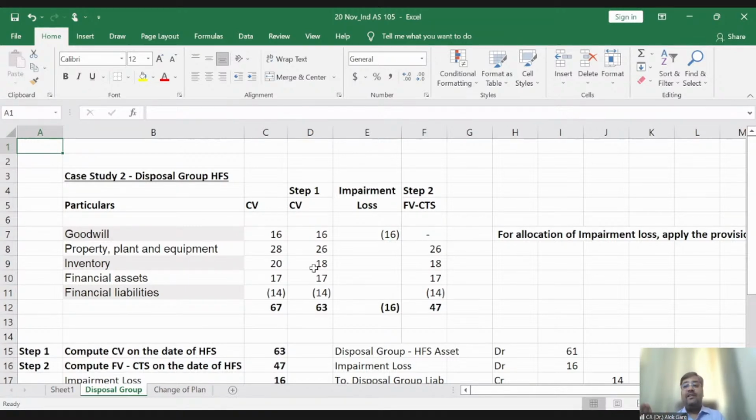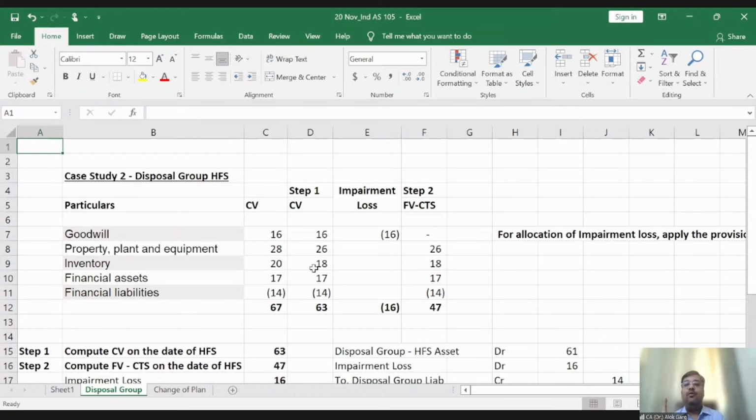Then we need to check the fair value less cost to sell of the disposal group. Then whatever is the impairment, we need to allocate the impairment on the assets lying in the disposal group. Sir, how to allocate the impairment? The impairment needs to be allocated as per Ind AS 36 impairment of asset standard. What it says is that if the disposal group carries any goodwill, first you need to strike off the goodwill.